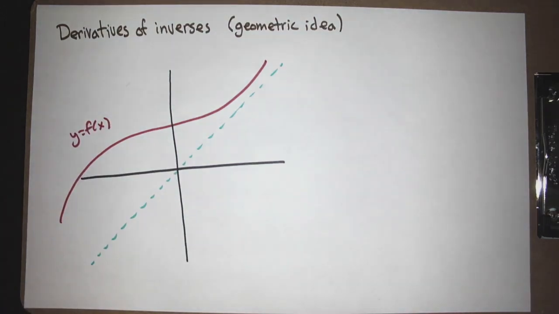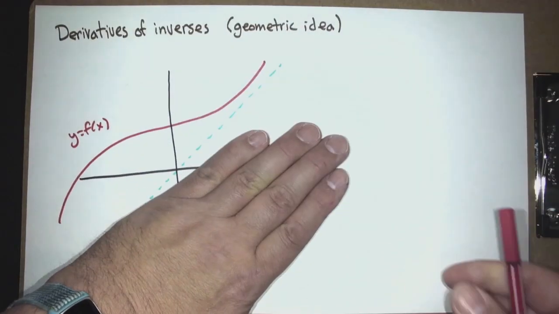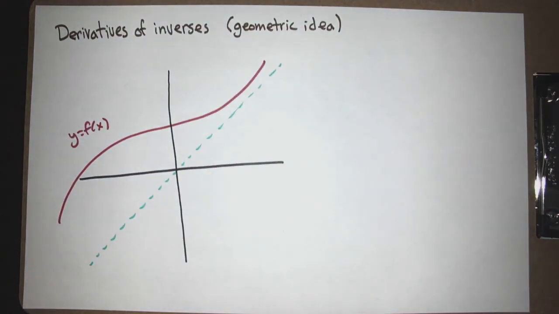Now, you'll notice I have a dashed line here. That's not just random. That's this line y equals x. What does the inverse function of y equals f of x have to do with this dashed line? Yeah, it's a reflection. So imagine picking it up and turning it over. And that would be the curve.